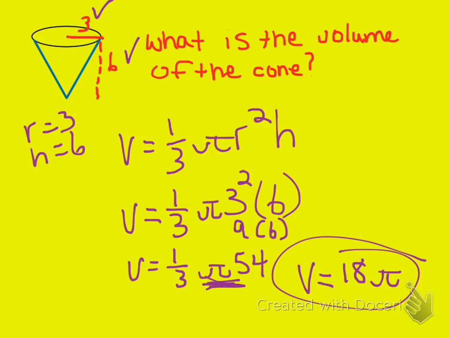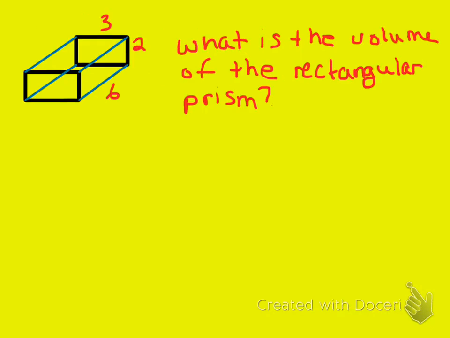And that is the volume of that cone left in terms of pi. Sometimes you'll be asked to leave it in terms of pi, especially when it's a problem that has no context. Other times, if it's a word problem, like what is the volume of this ice cream cone or something like that, then you would multiply pi out. So let's look at another example. What is the volume of the rectangular prism? Now, you did these back in middle school, so this should not be a big deal.